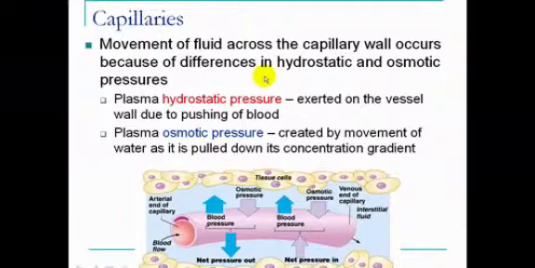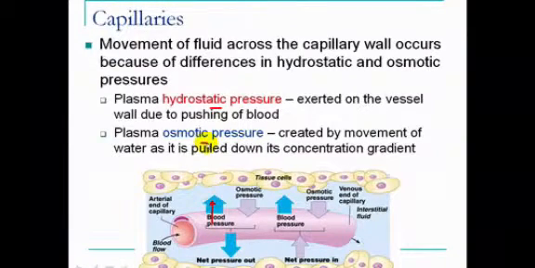So let's look at how fluid moves across the capillary wall. Not only are you losing solutes and some proteins and gases, but fluid is also moving out of the plasma or the blood and into the interstitial fluid. There are two forces that determine how much fluid gets pushed out of the vessel wall. One force is what we call the plasma hydrostatic pressure. This is basically the blood pressure, the force being pushed on the vessel wall produced by the blood. So blood pressure is pushing fluid out of the vessel. Then you have what's called the osmotic pressure.